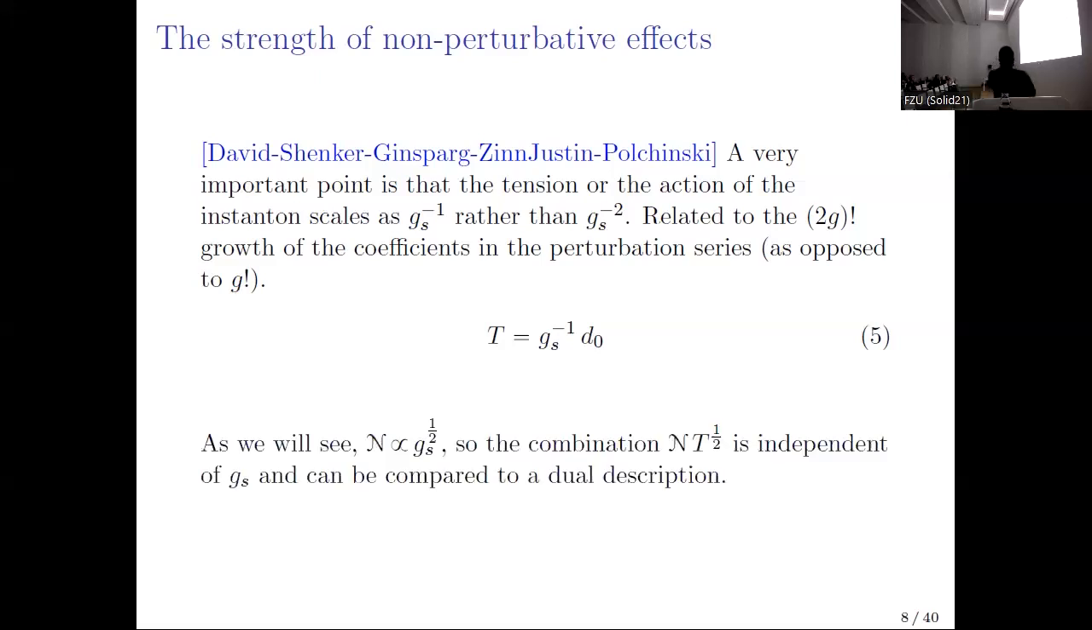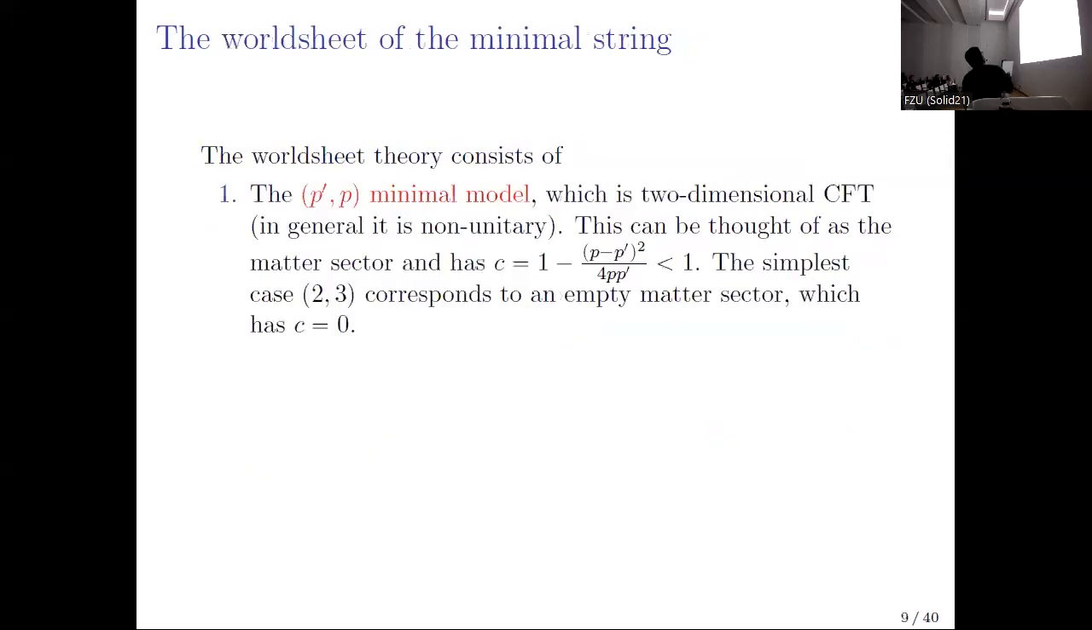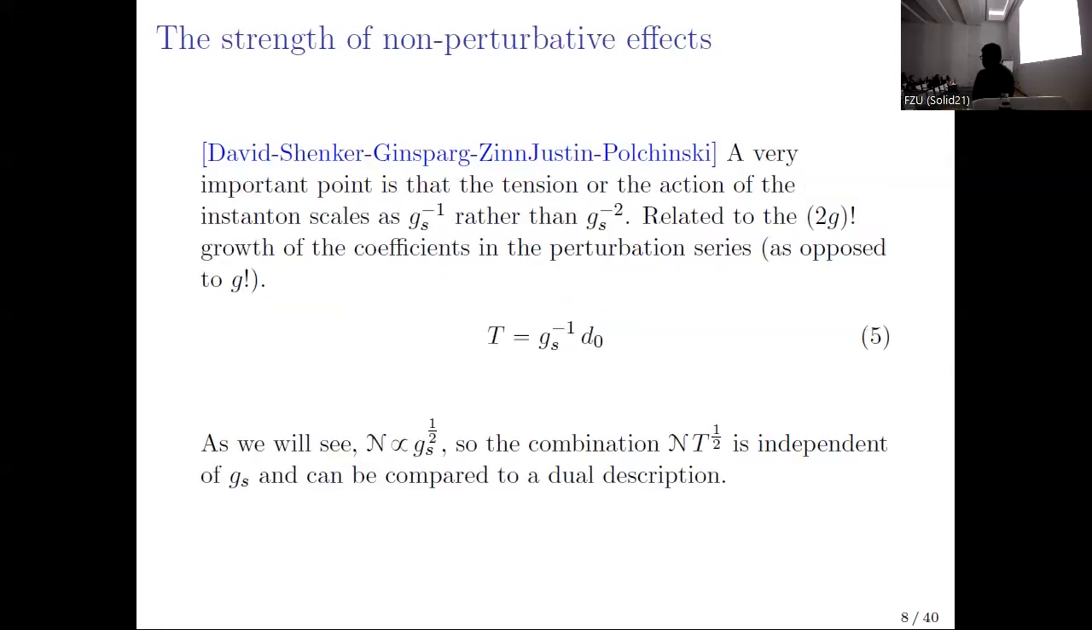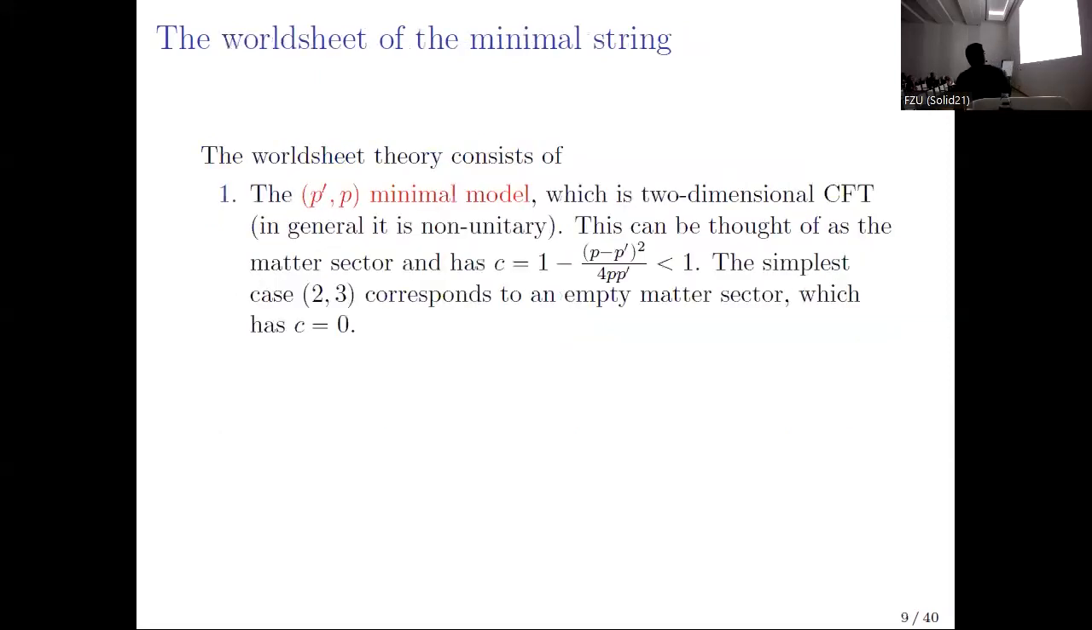Okay, and I already mentioned this before, N will turn out to be proportional to G string to the 1/2. So this combination is independent of G string and can be compared to a dual description. This quantity is a pure number. It's just a real number or a complex number, and we can make a precise numerical comparison. Okay. Any questions about this? I will show that later. In the C equals 1 string, actually, this was just G string to the 0. So it depends on which theory you're considering. In these kinds of string theories that I'm going to talk about, it was G string to the 1/2.